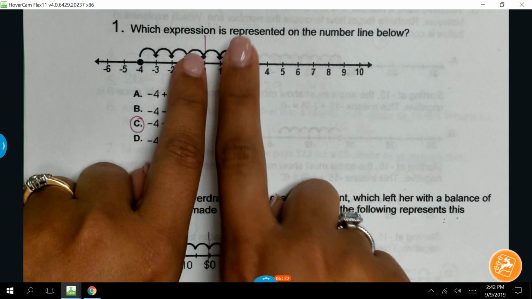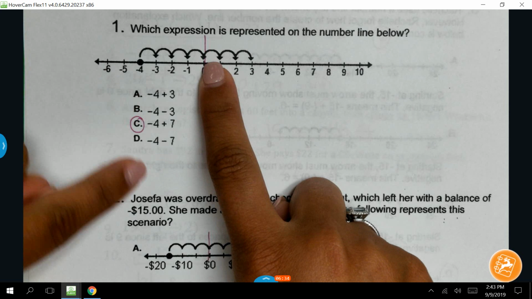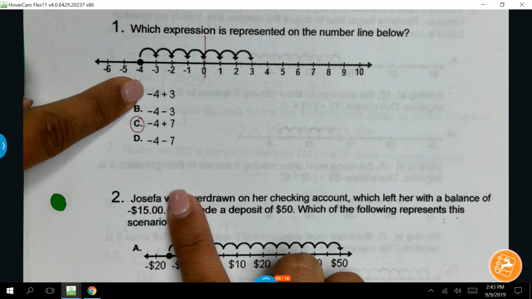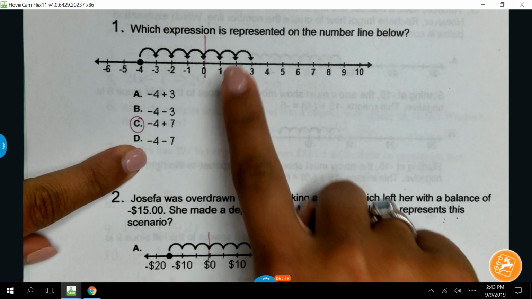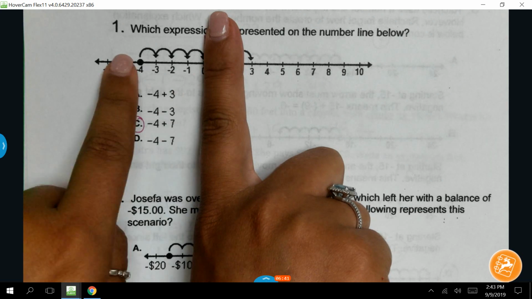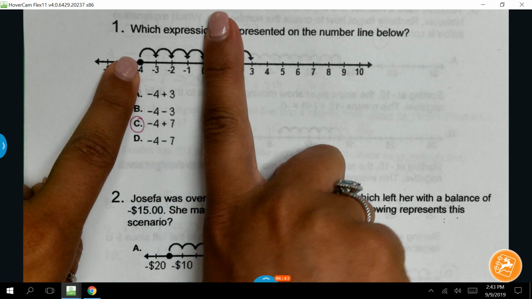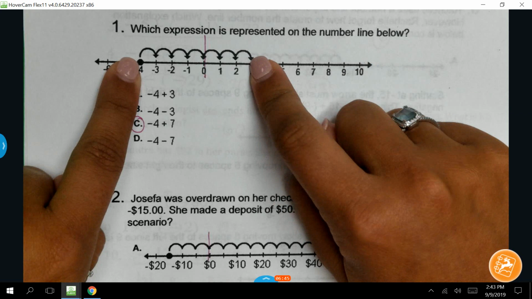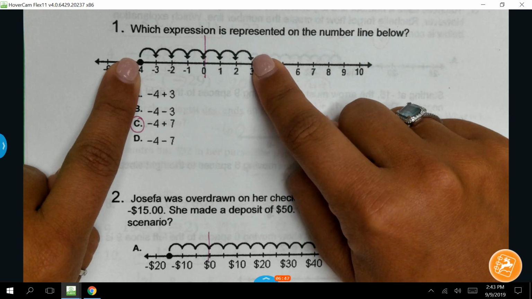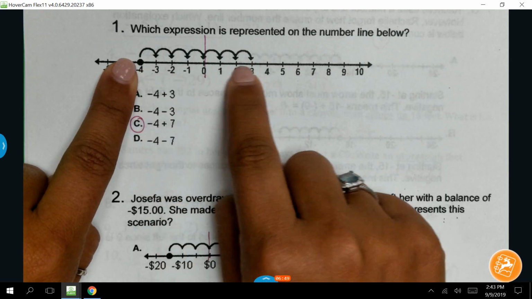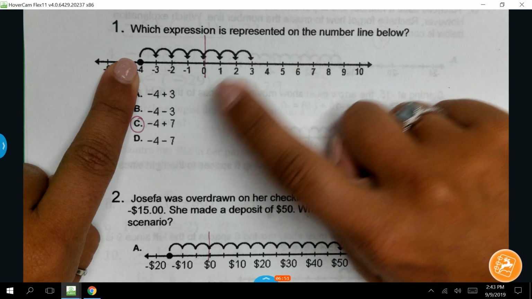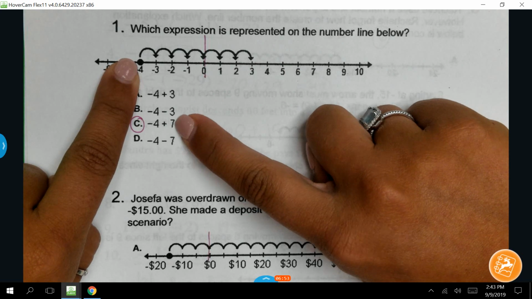You don't really know whether you started to the right or to the left, but looking at all your answer choices, it tells you that every single one of them started to the left. So that means you start at 0 and you go to the left 4 because -4. And then to end up at 3, you're having to figure out what you're adding to it. So you're having to go 7 spaces to get to 3. So that's why it's -4 plus 7. Okay.